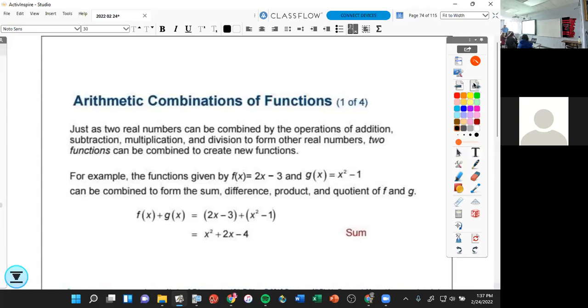So combining like terms, starting with the highest degree. We always want to do this in descending order, always in general form, okay? The highest power is x squared. So I have a positive x squared. I have 1 2x term. There's no other x term. So I have plus 2x. And then I have a negative 3 plus a negative 1, which gives me the negative 4. So f of x plus g of x is equal to x squared plus 2x minus 4. That's all there is to that.